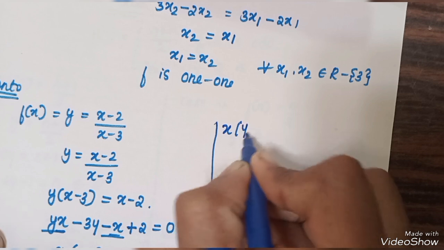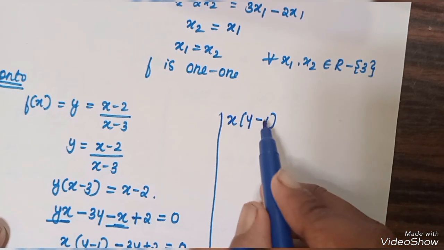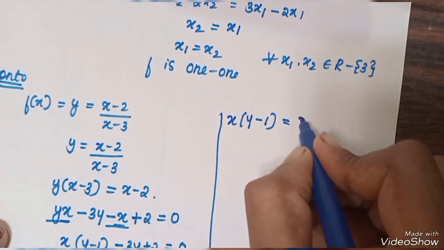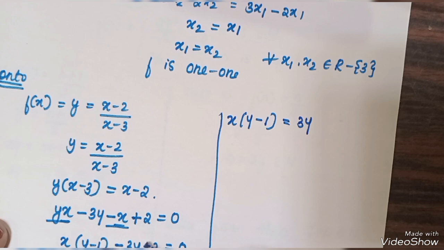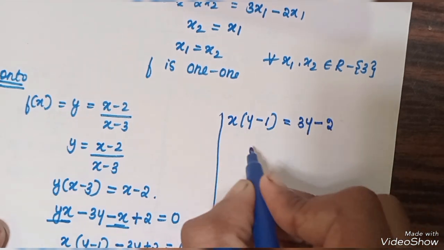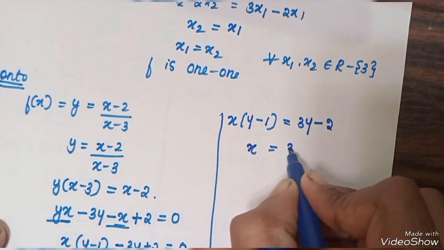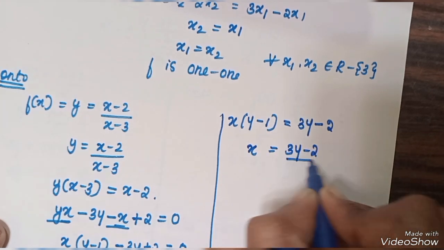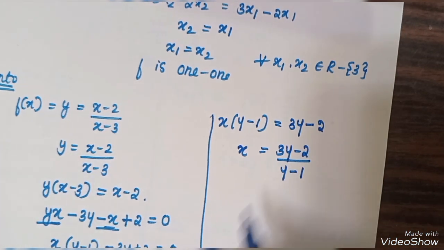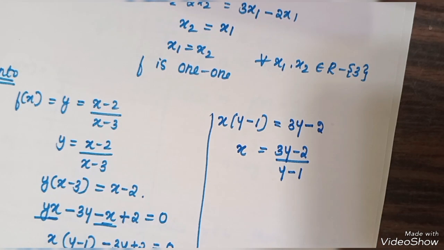x, y minus 1, all values are taken to the right side, that is equal to minus 3y, plus 3y, plus 2 becomes minus 2. Again we have solved for x, that's why x is taken here. x becomes 3y minus 2 divided by y minus 1. Okay, x is equal to 3y minus 2 divided by y minus 1.